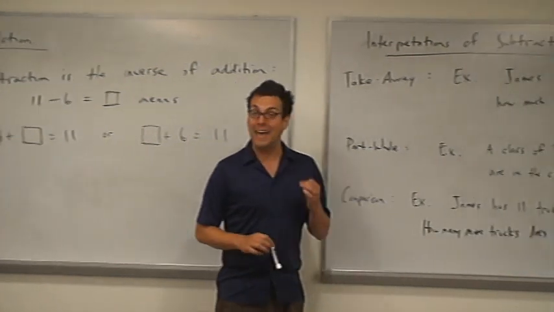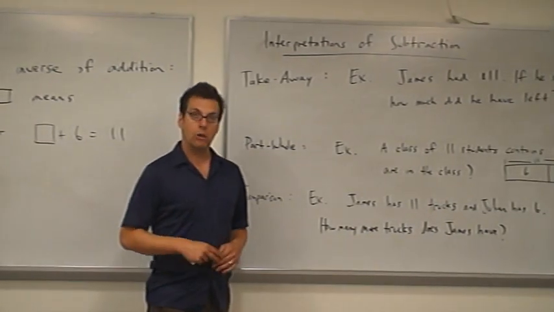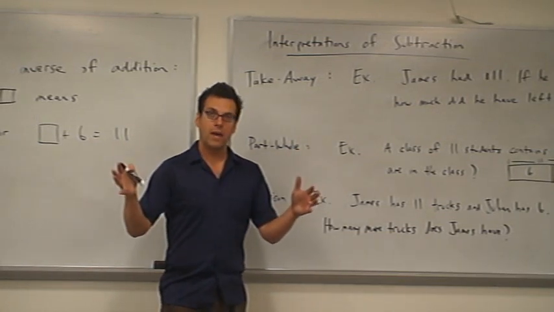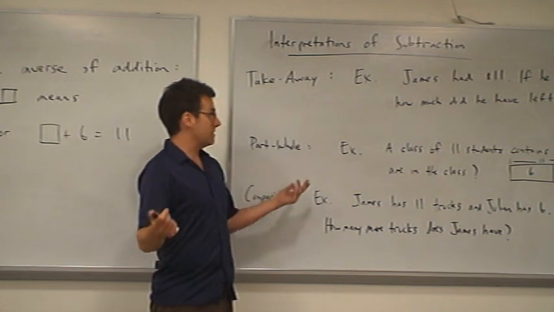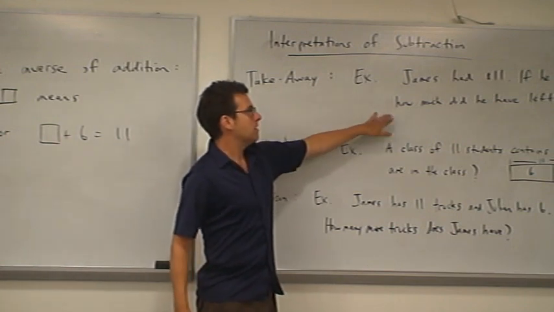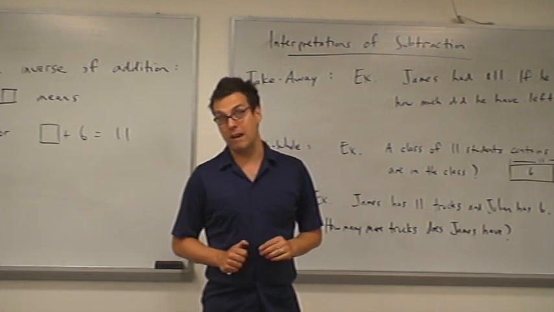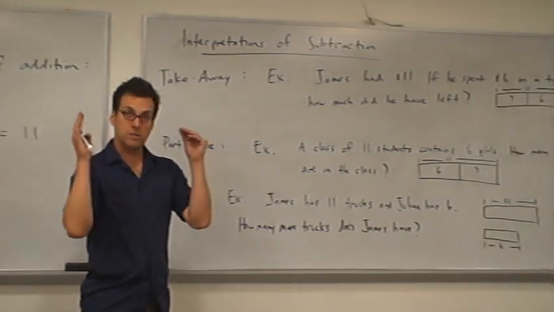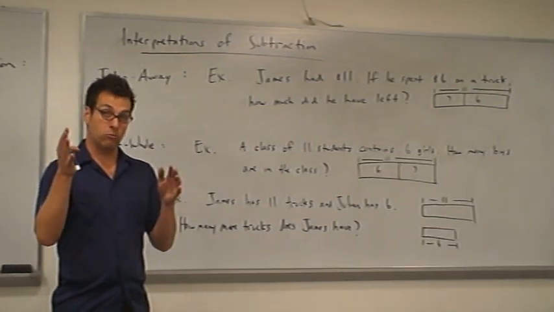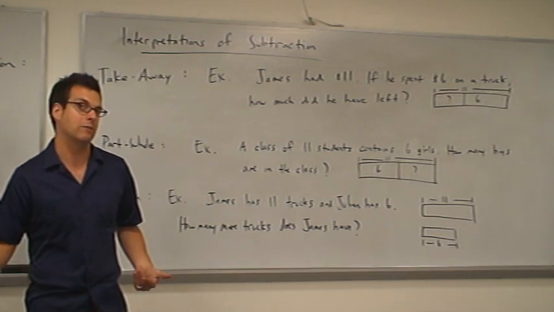The aforementioned takeaway interpretation is probably the most commonly thought of interpretation. Again, with takeaway, we start with a whole and we physically reduce that quantity by a specified amount. So, for example, we might have the following problem. James had $11. If he spent $6 on a truck, how much money did he have left? Okay, that's an example of takeaway subtraction. We started with a specific amount, 11. We've reduced that physically by a certain amount, 6, and we want to figure out how much we have left.